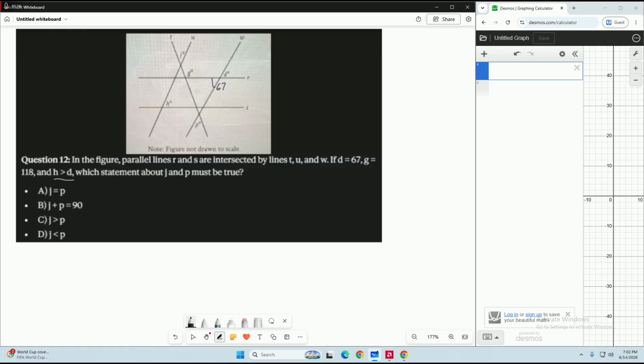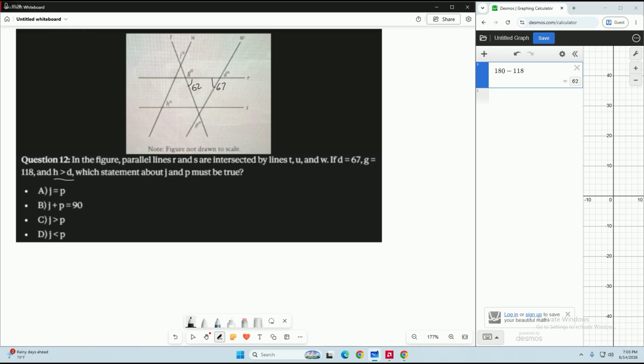Next, I see that angle G and this angle right here both must add up to 180 because they're collinear. They lie on the same line and they're intersected by a transversal, which is the line R. So this value must be 180 minus G, and G was given as 118. So 180 minus 118 gives this angle as 62.